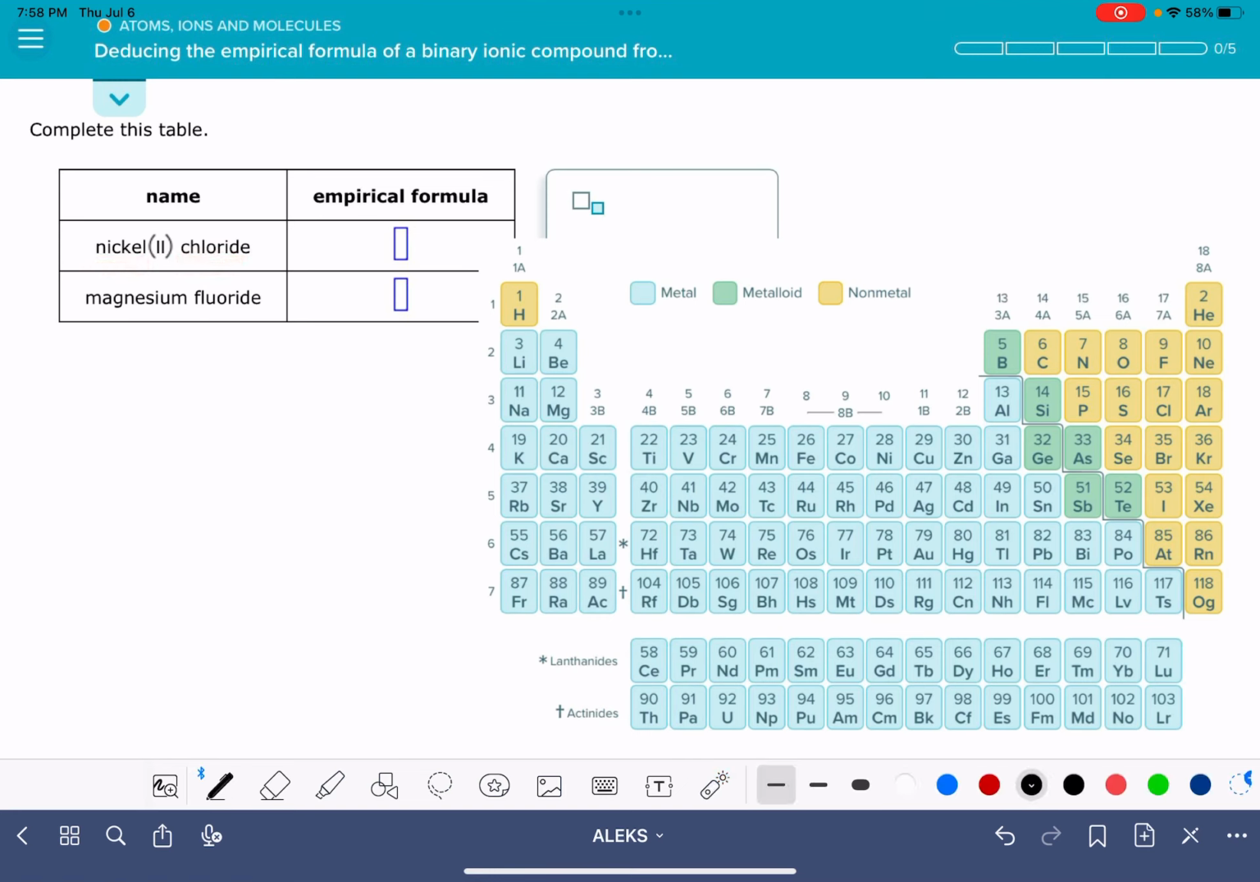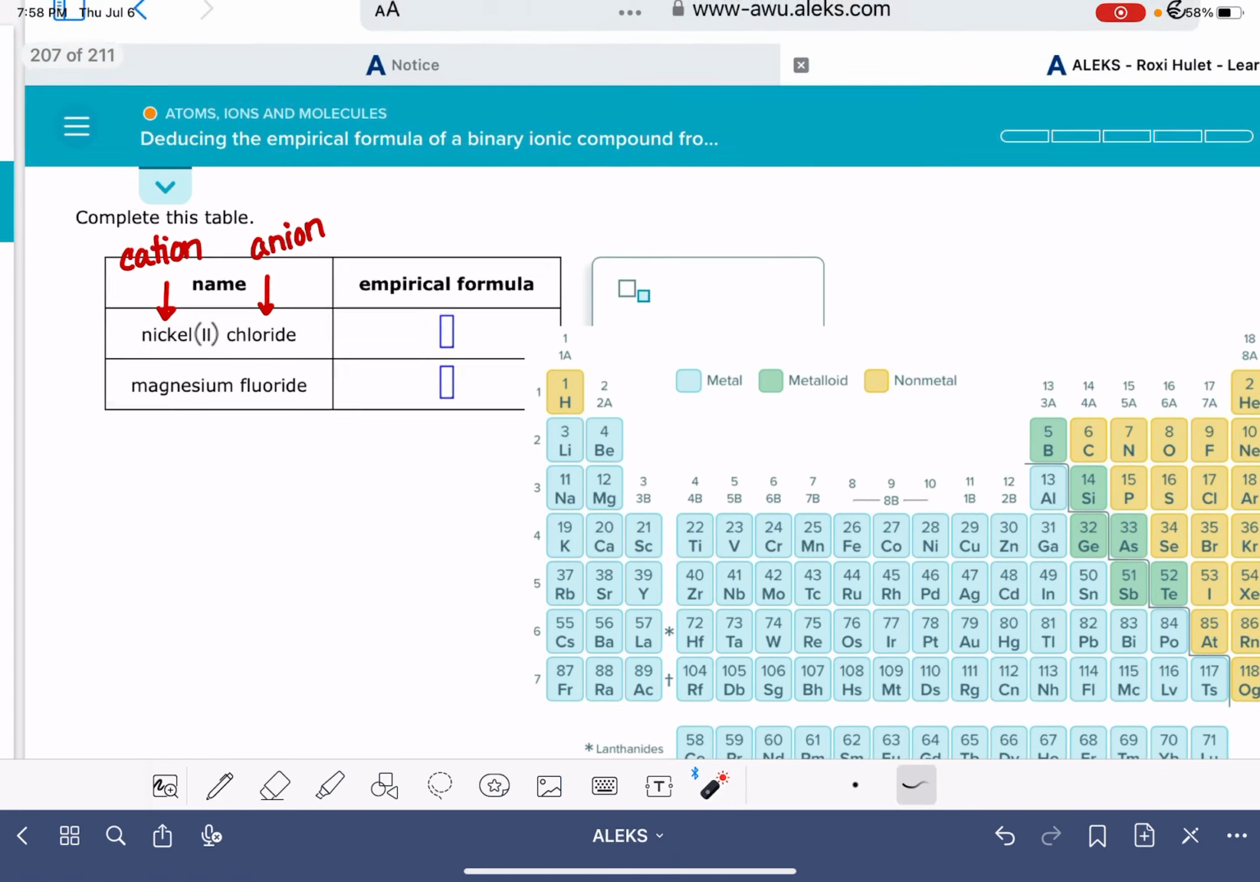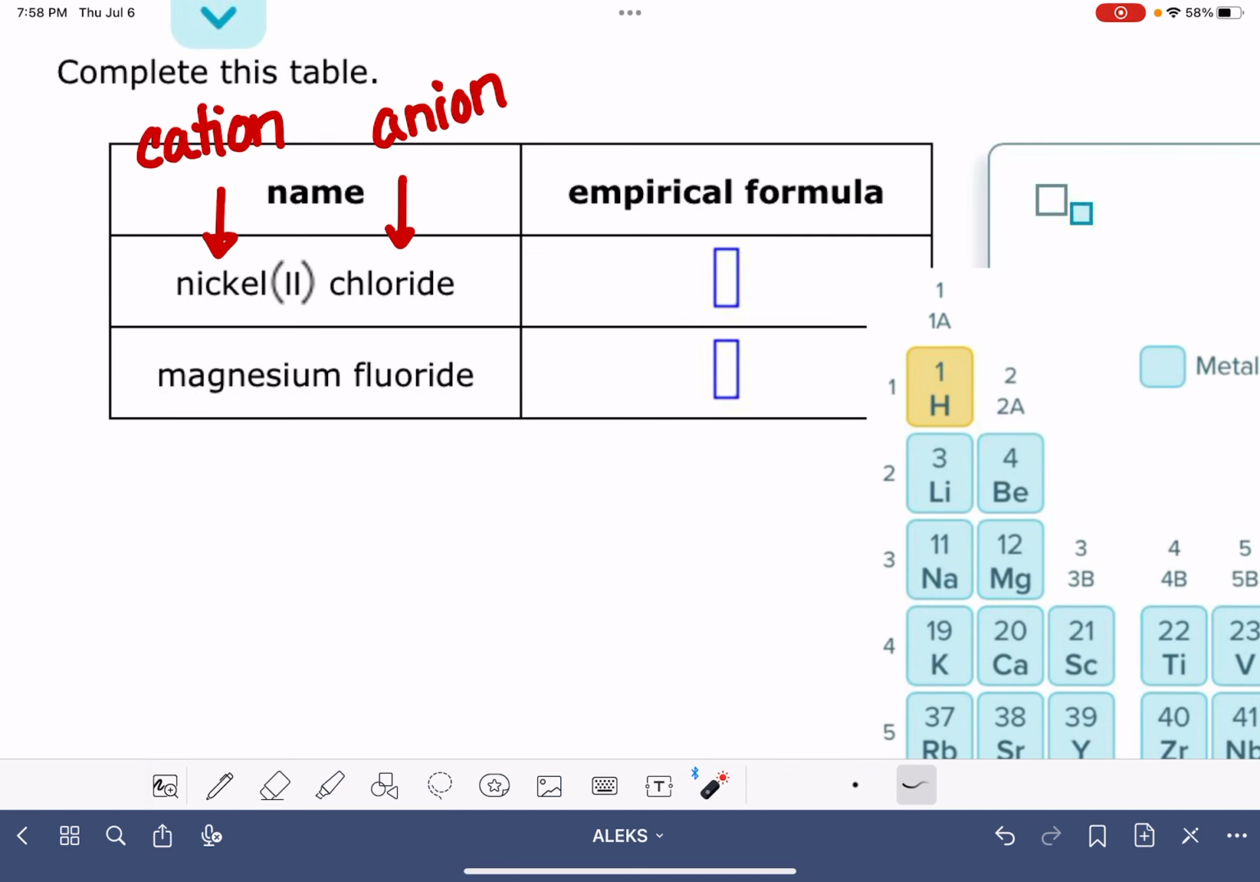I want to begin by reminding you, conventionally, the first ion in the molecule's name is the cation. Also, the first ion in the formula is the cation as well. The second one is the anion. So the first thing that we're looking at here, the nickel, and then in parentheses we have a Roman numeral 2, this is not an 11, in parentheses.